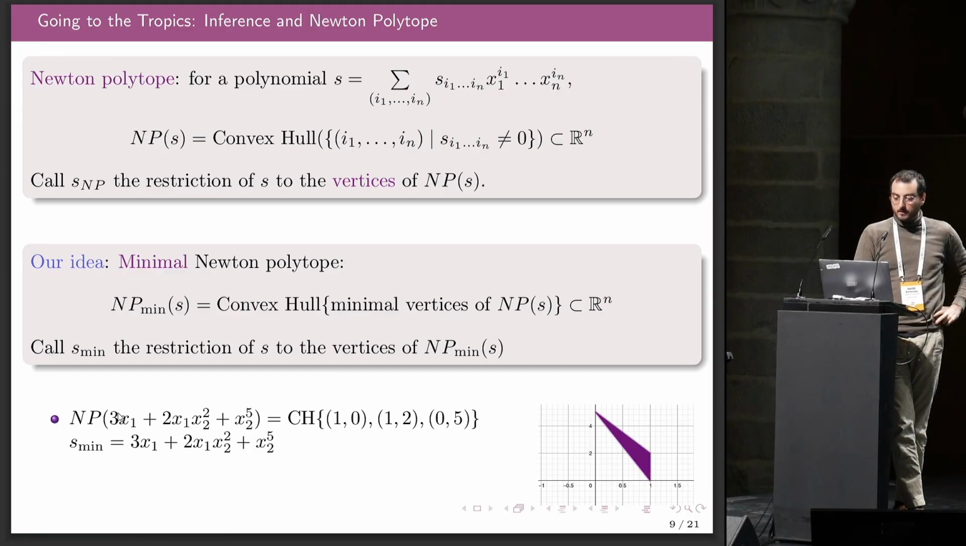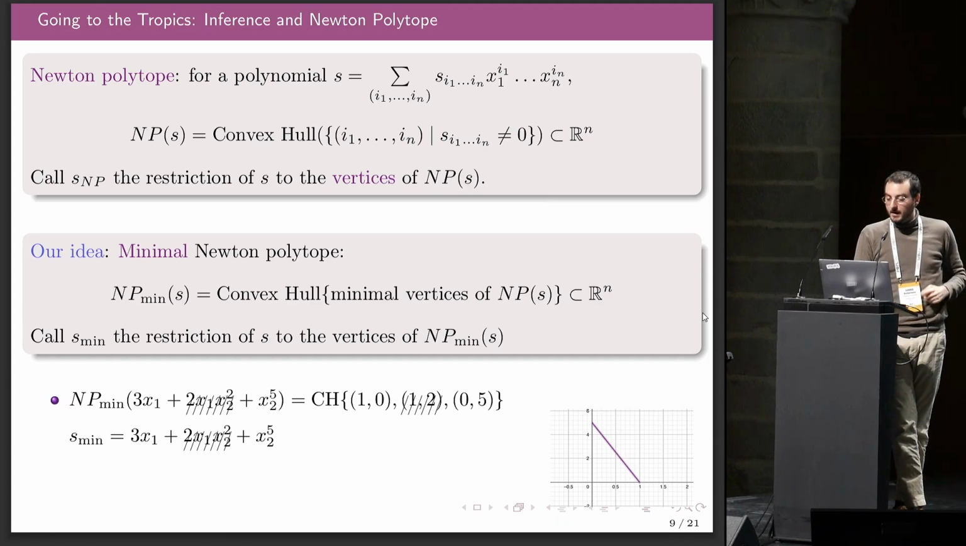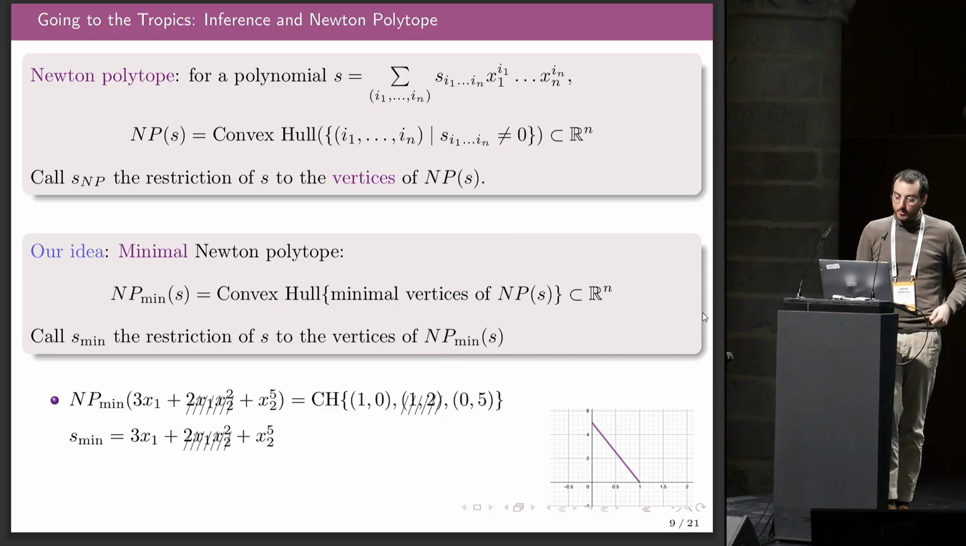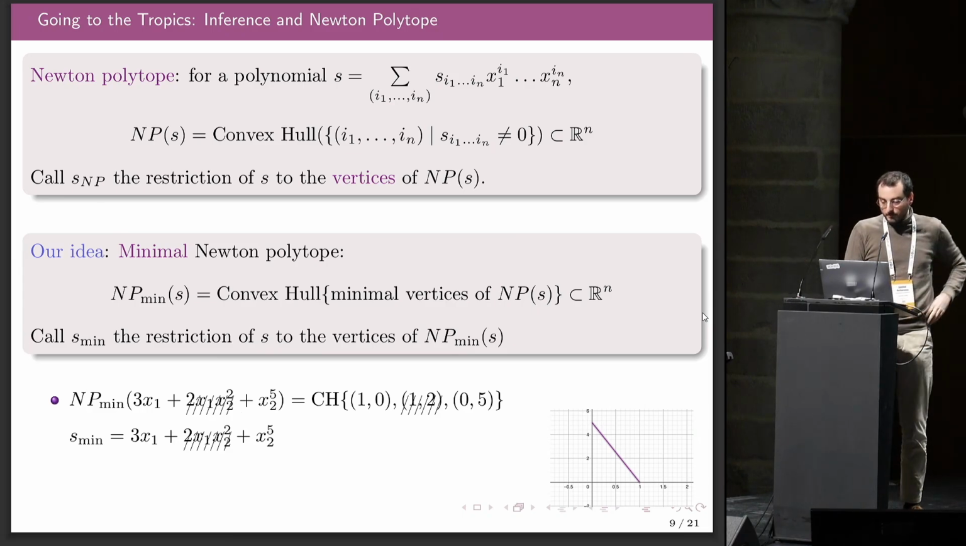If we consider this polynomial, then the Newton polytope would be this pink, purple, maybe triangle. But you see that this vertex here at the top right is not minimal. So when we consider the minimal Newton polytope, we kill also this point, and so we shrink even more the number of points that we are considering, which correspond to the monomials.